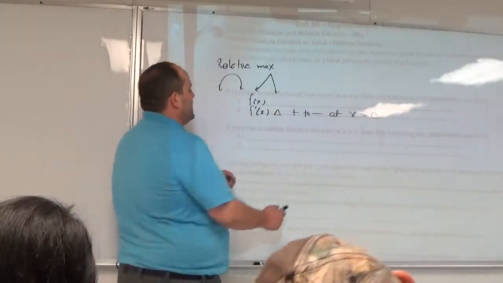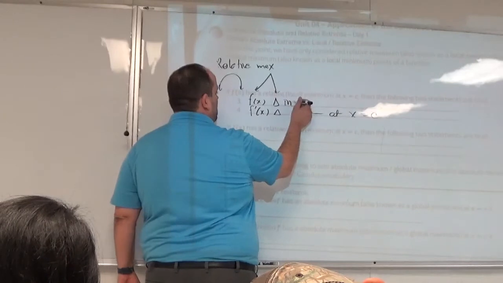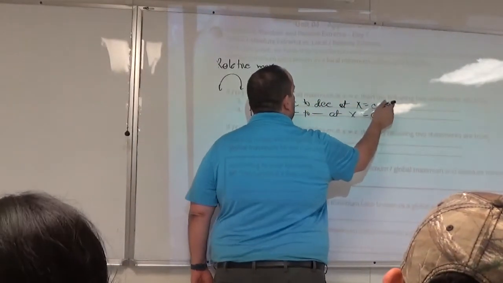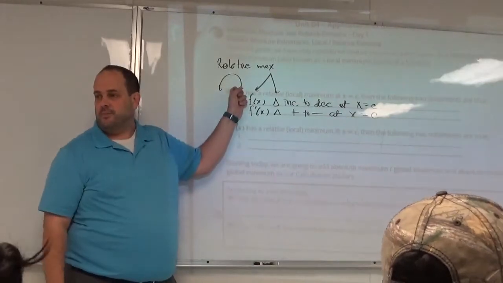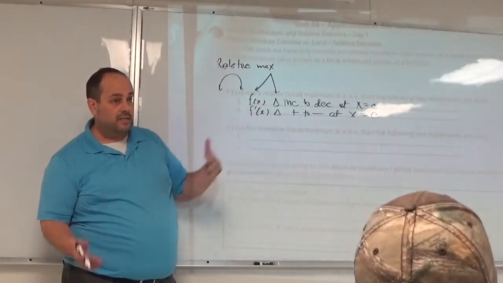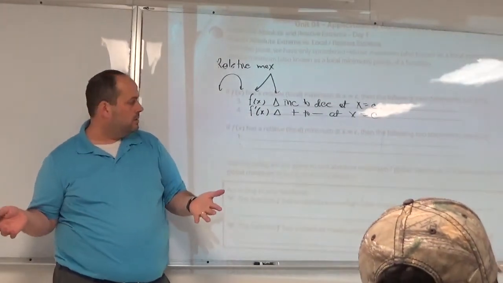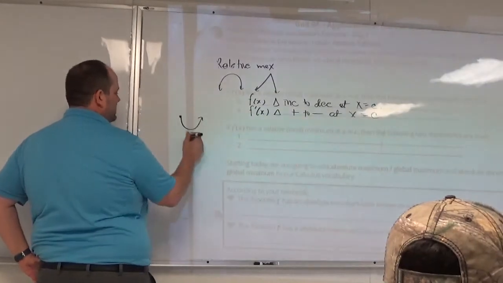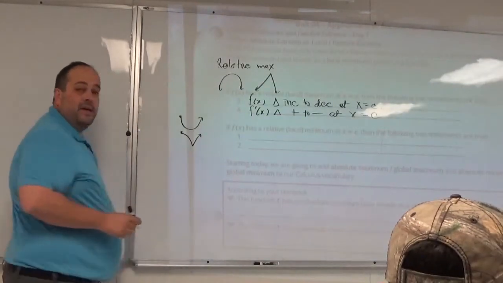What is true is that the function changes from being increasing to decreasing at x equals c. That is true. In both cases, the function was increasing, and now it starts to decrease. That's what makes a relative max a relative max. Okay, relative min. Hopefully relative min. Everyone's thinking about this. Everyone's thinking about that guy there.